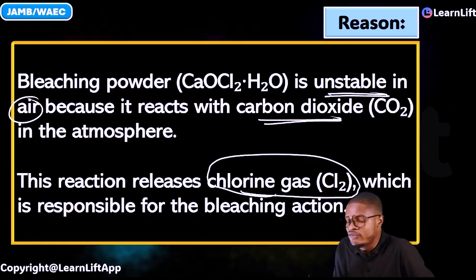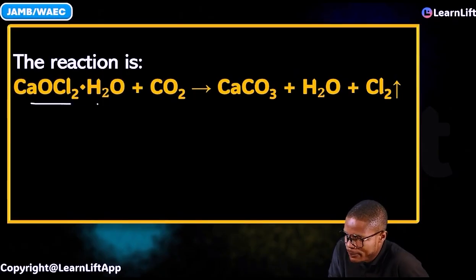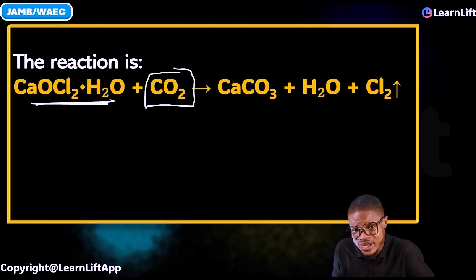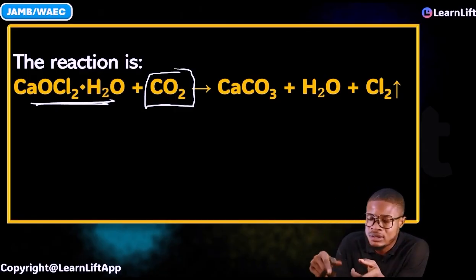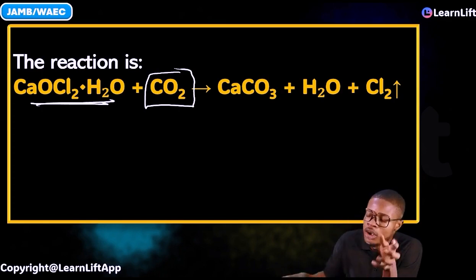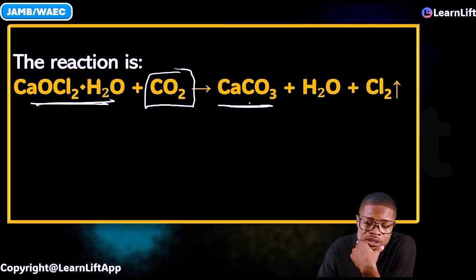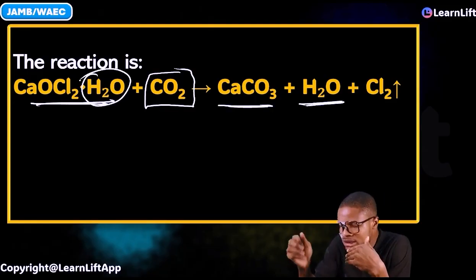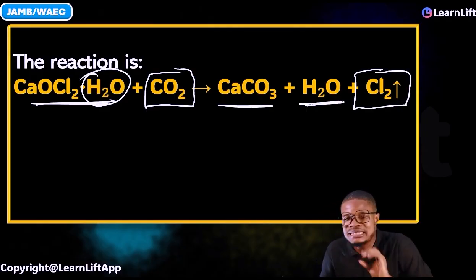If it displaces chlorine away from it, now very simple, look at it. The reaction is simple. This is your bleaching powder. If it reacts with air, which part of air is going to react with it? Your carbon dioxide. This is another past question over here. Which part of atmospheric air reacts with your bleaching powder? Carbon dioxide. If it reacts with it, what is it going to form? It's going to form calcium carbonate, CaCO3, plus water. This water here will be released, and please, this is the most important thing there. Your chlorine gas will be displaced at the end of the day.